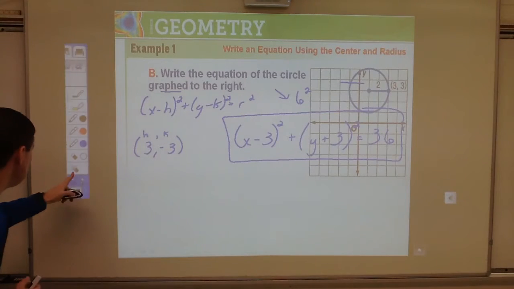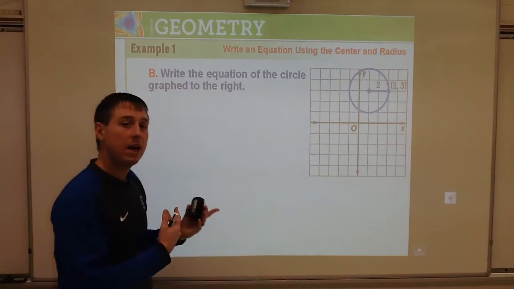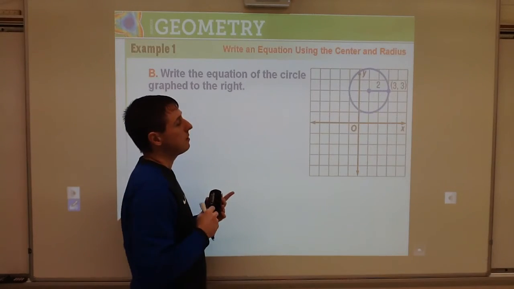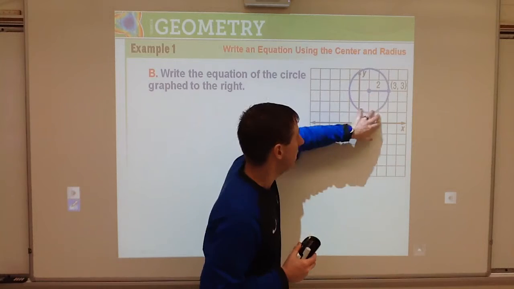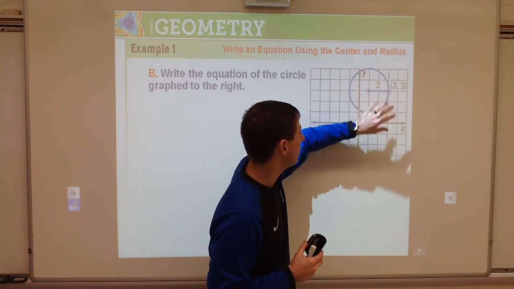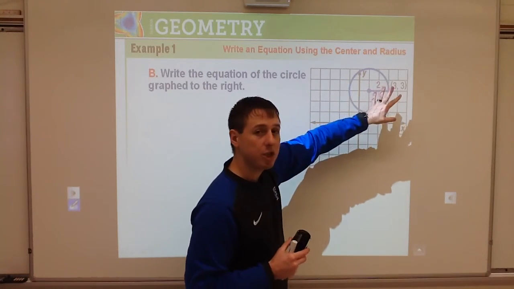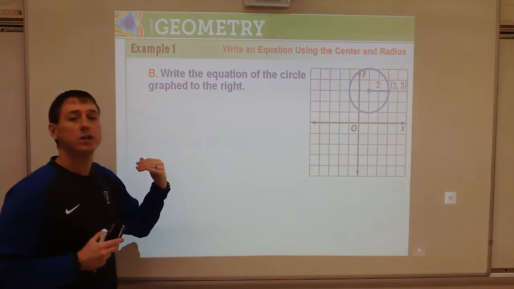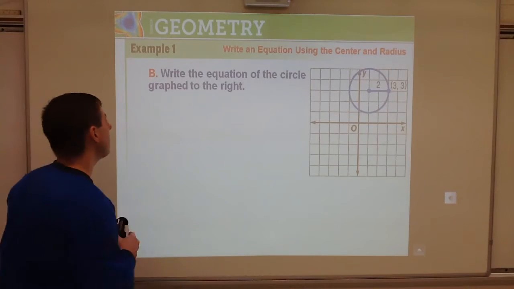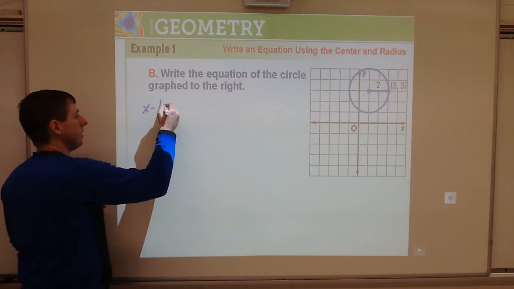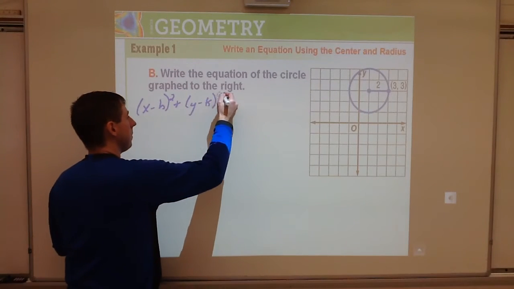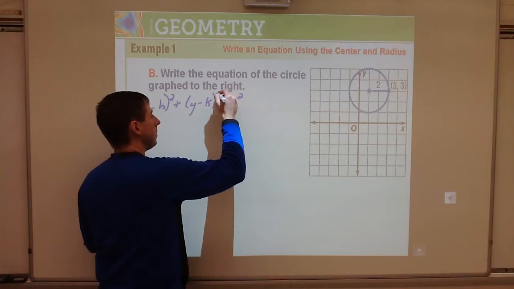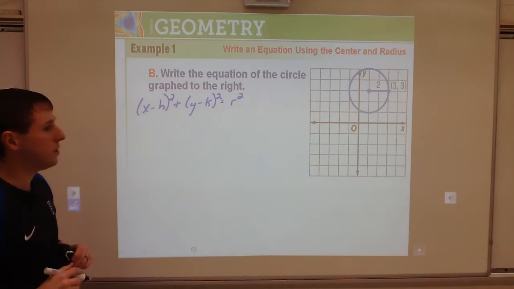Okay, next one. This is another way. And actually I have a couple IXLs that are going to be assigned for this lesson. The first IXL you're going to do is going to be kind of like this, where they give you a circle and they give you all the information you need. You just have to write an equation off of that. So here we go. I'm just going to rewrite my formula again. Okay, so there's my formula.